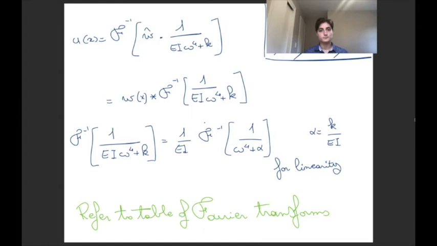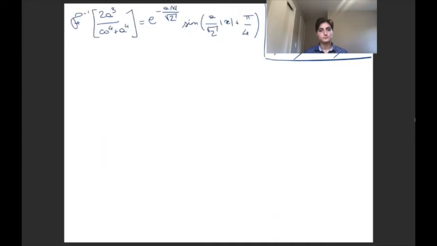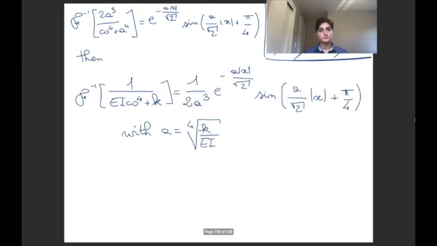And we refer to the table of Fourier transforms, trying to look for something that is as close as possible to this. What we retrieve is that the inverse Fourier transform of 2a^3 over omega^4 plus a^4 is equal to a combination of exponentials and sines. So we have to work a little bit to make our function look like that, but it's just the addition of a constant in front, so we can do it. And we retrieve this honestly ugly mess, but we can compute it.